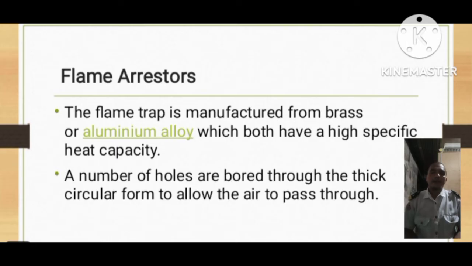So, flame arrestors. The flame trap is manufactured from brass or aluminum alloy, which both have a high specific heat capacity. A number of holes are bored through the thick circular form to allow the air to pass through. I think it is also a safety device that is fitted to the opening of an enclosure or to the connecting pipework of a system of enclosures.